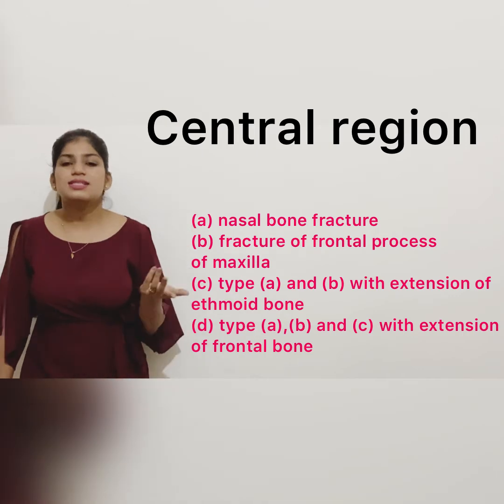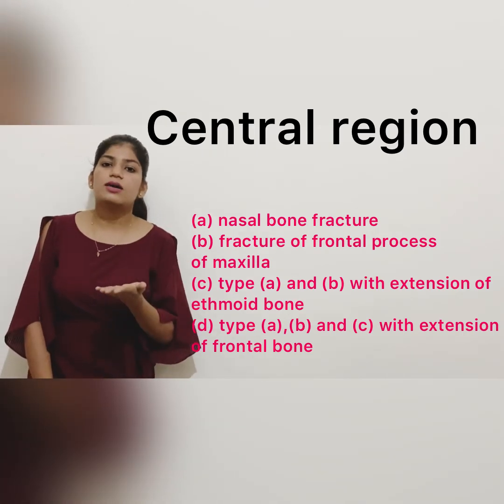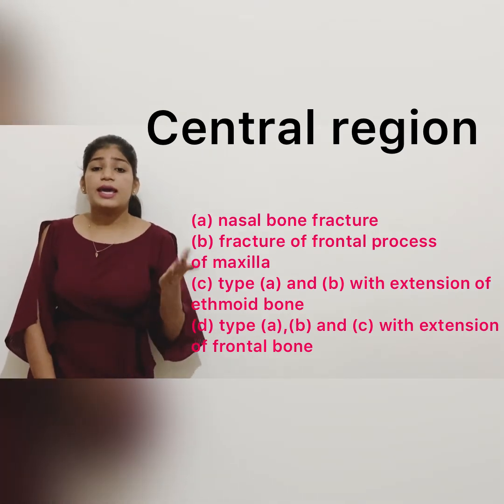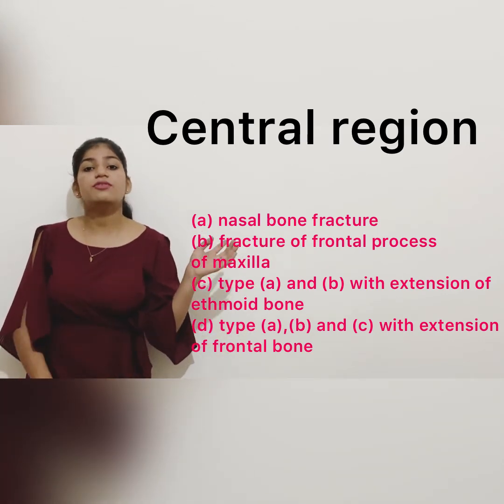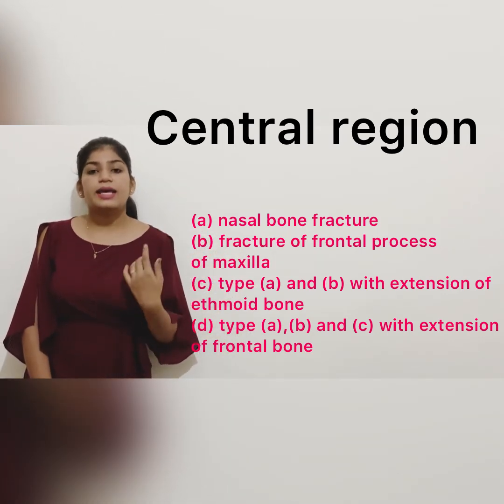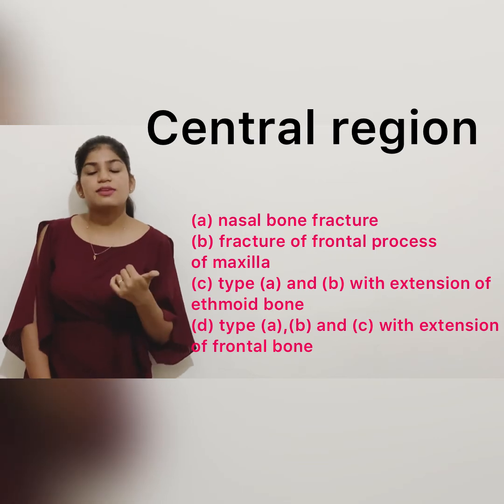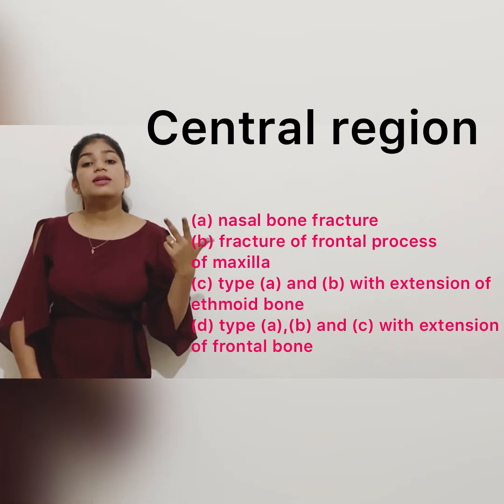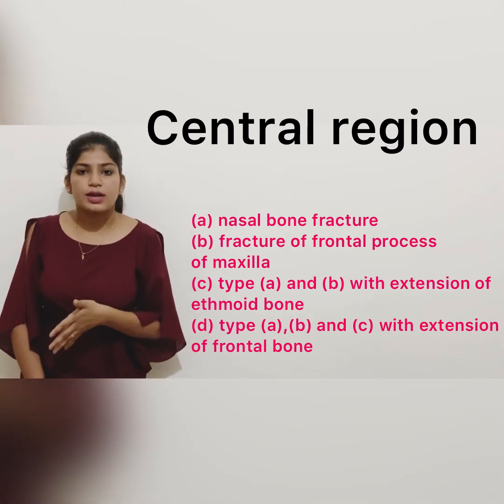As you see in C, this is A and B with the ethmoid bone. AB is referred to as a nasal fracture with the frontal process of the maxilla, and ABC is a fronto-nasal fracture involving the frontal process of the maxilla and the frontal bone, with extension to the ethmoid bone and the frontal bone. This is all about the central type.